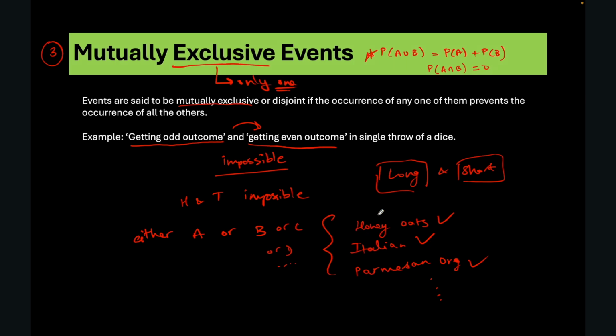This is only exclusive to one choice. That's how it is. You can't get half of the bread is Italian and half of his honey oats. You can't do that. It's only one type of bread. Okay, I hope that's cleared.